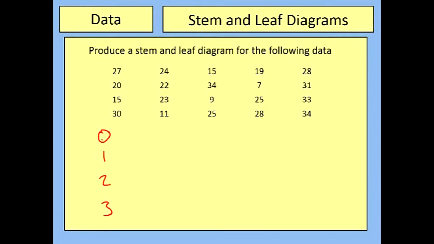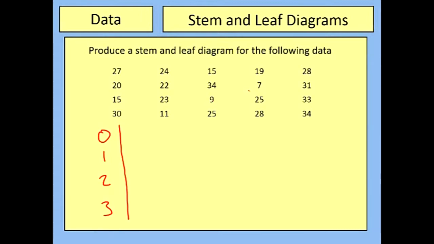So this 0 here represents 0 tens, so numbers like 2, 3, 4, and so on. This 1 represents 1 ten, so numbers like 12, 13, 14. This 2 represents 2 tens, so anything in the 20s, and then this one, anything in the 30s. We then draw ourselves a vertical line like this, and then we go through and we mark on every single number in the diagram. And it's a good idea to cross these off as you go to make sure you don't miss any out.